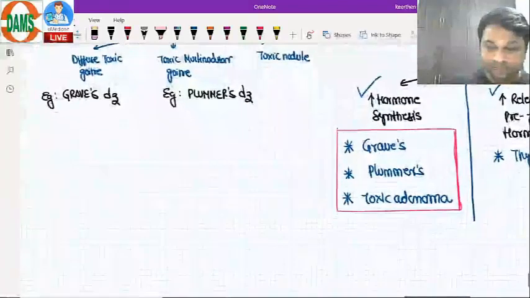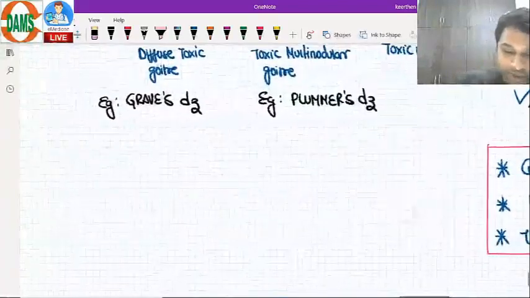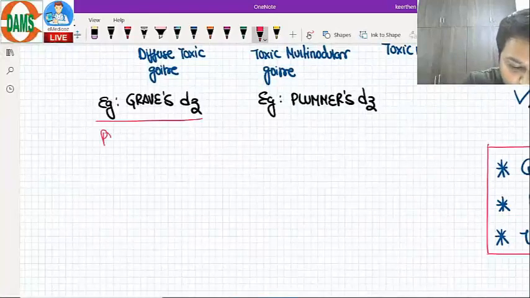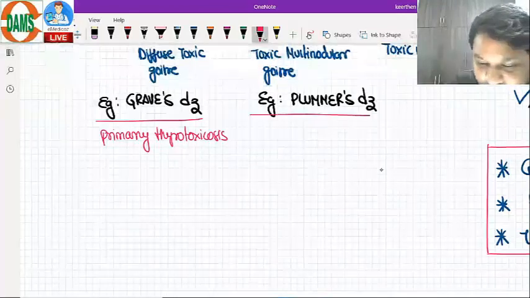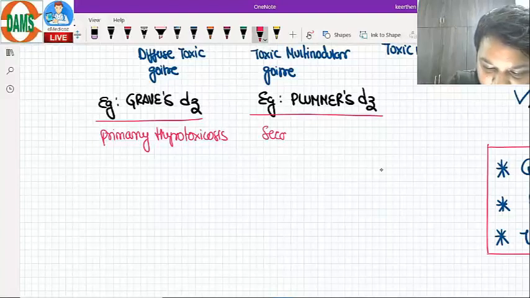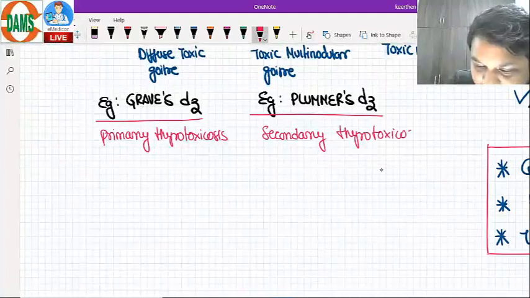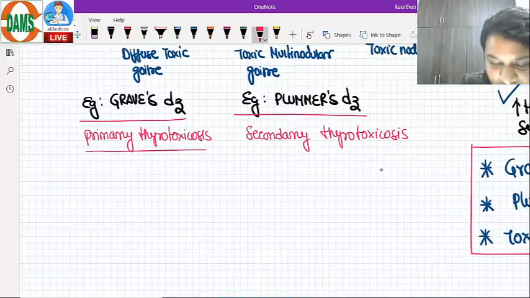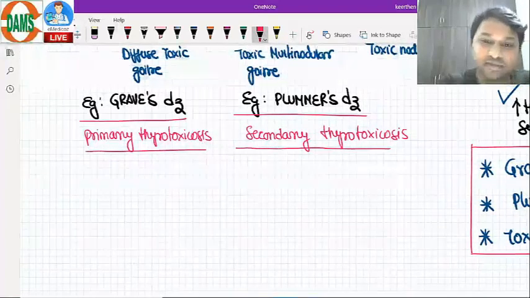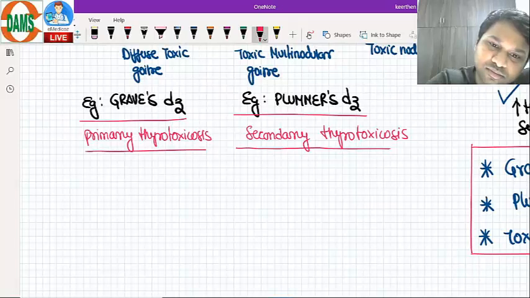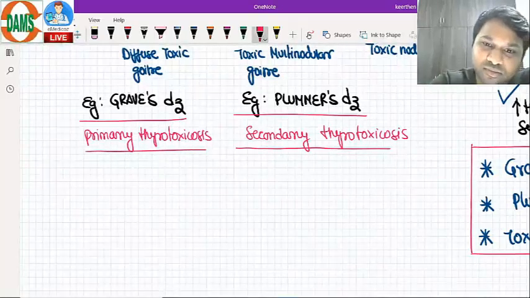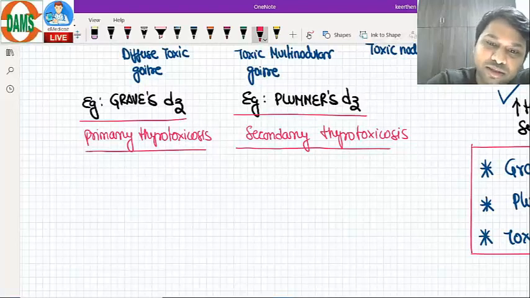Okay. Now, let's continue. Graves' disease is also referred to as primary thyrotoxicosis, whereas Plummer's disease is also referred to as secondary thyrotoxicosis. But a toxic adenoma is not a part of Plummer's.